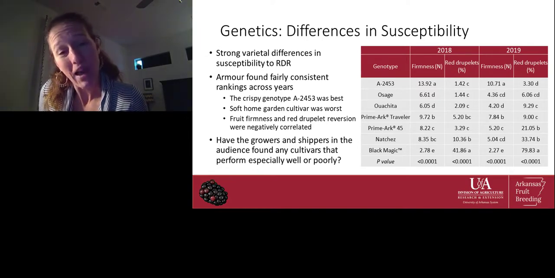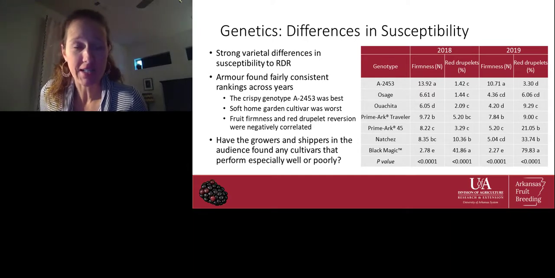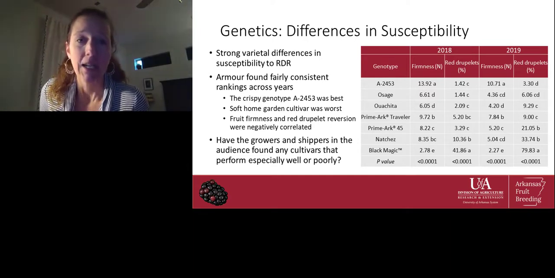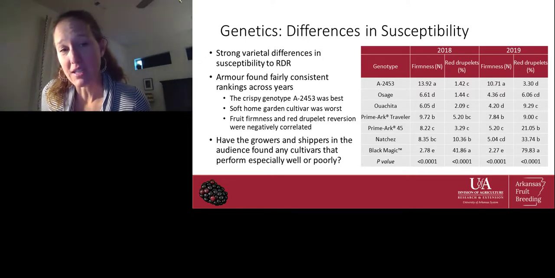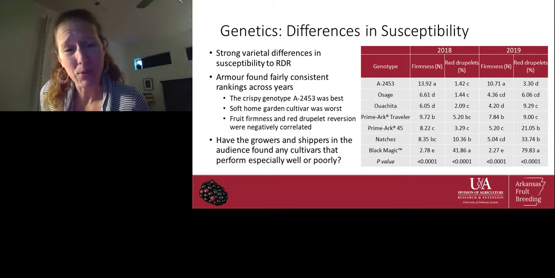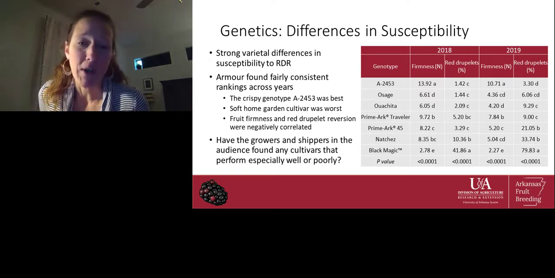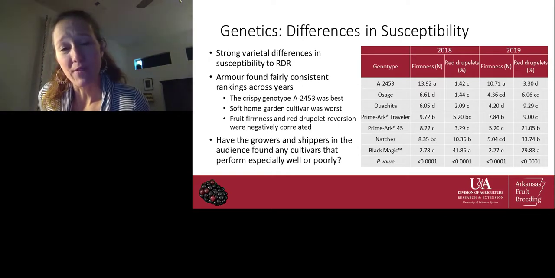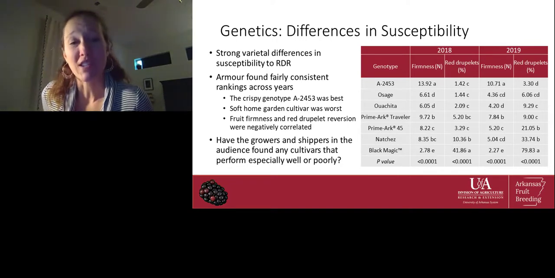And we have found pretty consistent rankings across years in our studies about what reverts and what doesn't. My master's student, Mitch Moore, who did the study about time of day, had 7 different genotypes in his study. We picked these to be a range of our cultivars with different fruit textures. So we have Black Magic, which is a soft home garden cultivar.